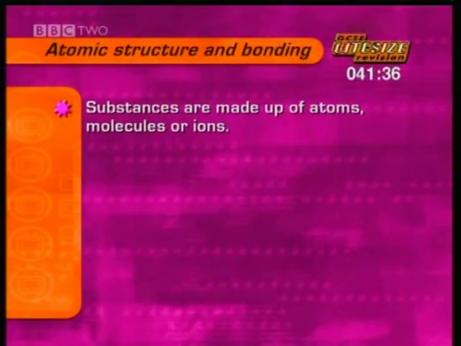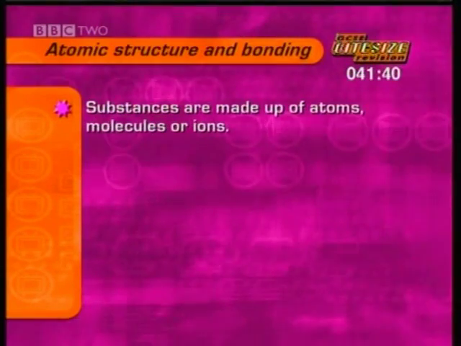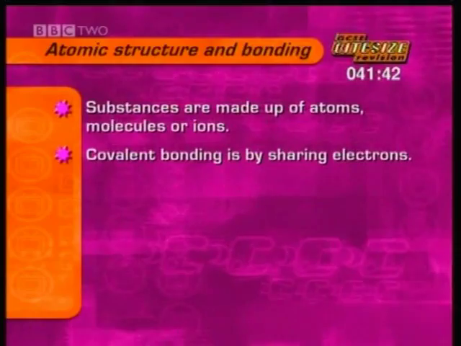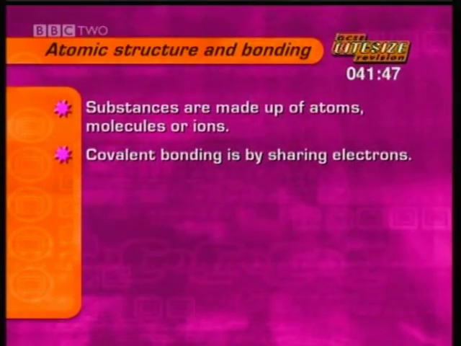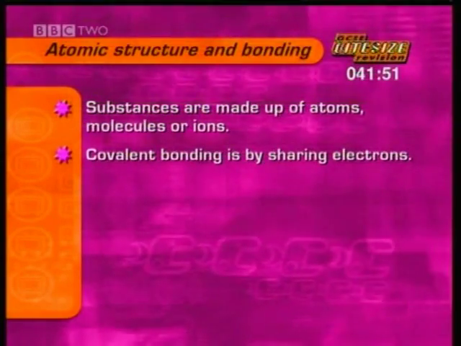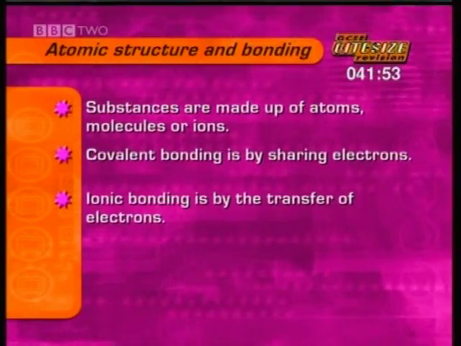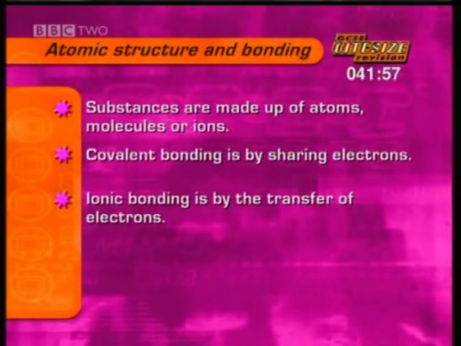In the Foundation Chemistry programme, we saw how substances are made up of particles, which are either atoms, molecules, or ions. We also looked at covalent bonding, when atoms bond by sharing some of the same electrons in their outer shells. And ionic bonding, when atoms bond by transferring electrons from the outer shell of one atom to that of another.